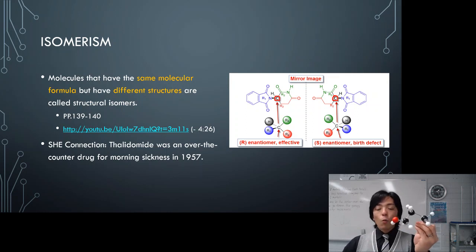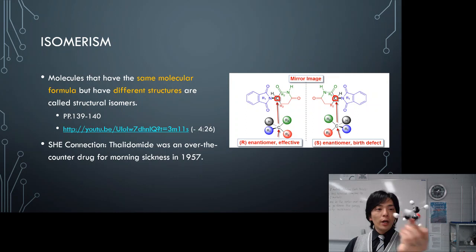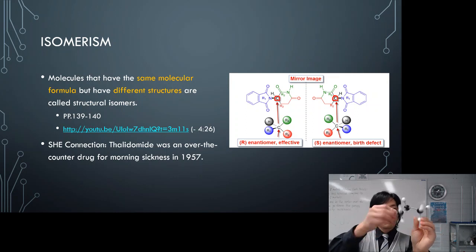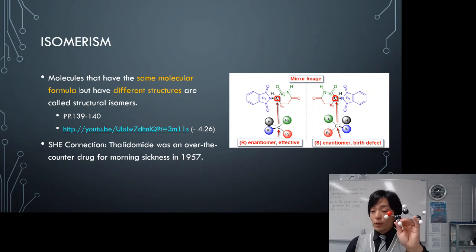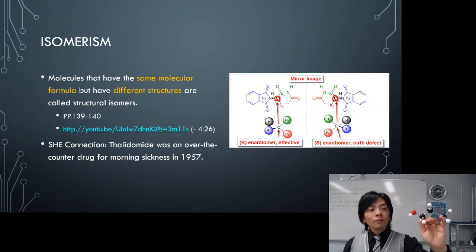Okay. Now, another important thing is you need to be able to do this in your head. You need to be able to picture and rotate around, upside down. You have to be able to do that to be successful in this part.